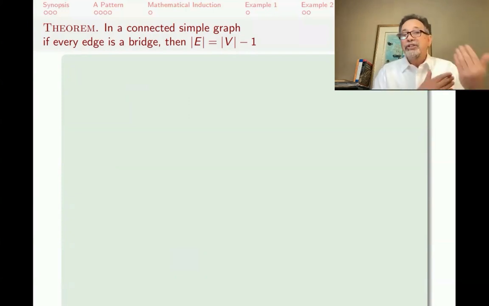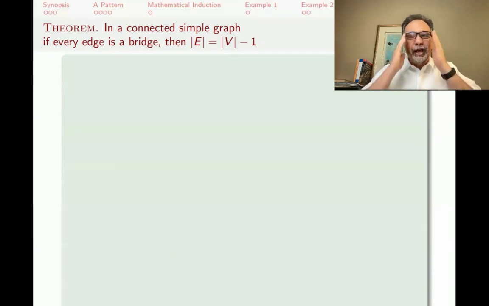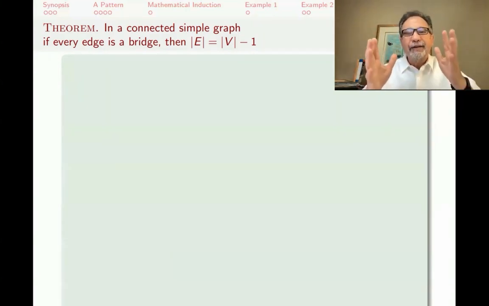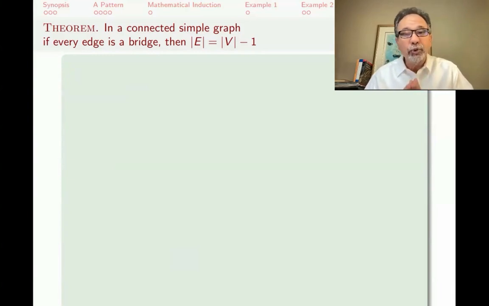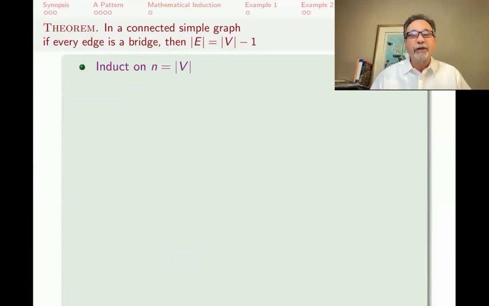And this is where I use strong induction, that second version of induction, where I think that, okay, I'm trying to prove this for a certain graph. Let's assume that I've already done it for smaller graphs. So again, we have a connected simple graph, and we know that every edge is a bridge. And what I want to show you is the number of edges is 1 less than the number of vertices. I'm inducting on the number of vertices of the graph.